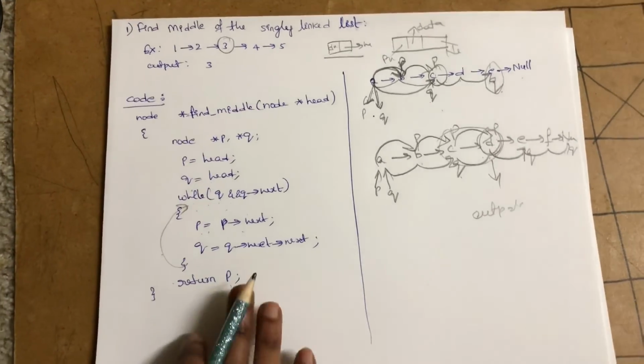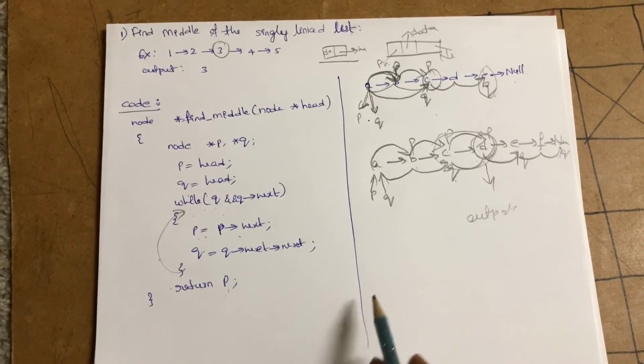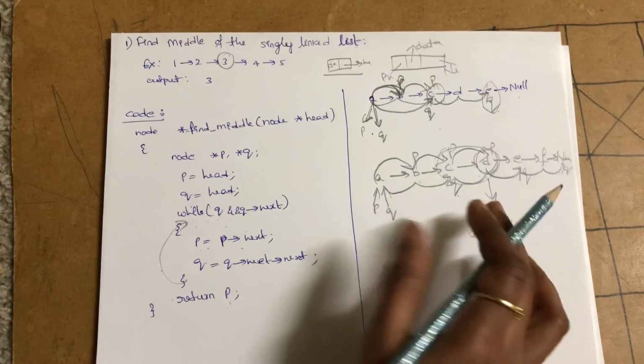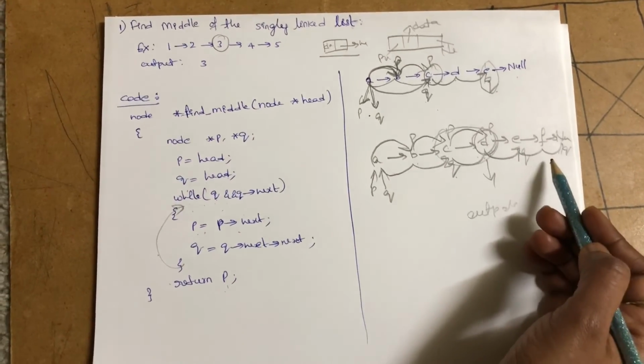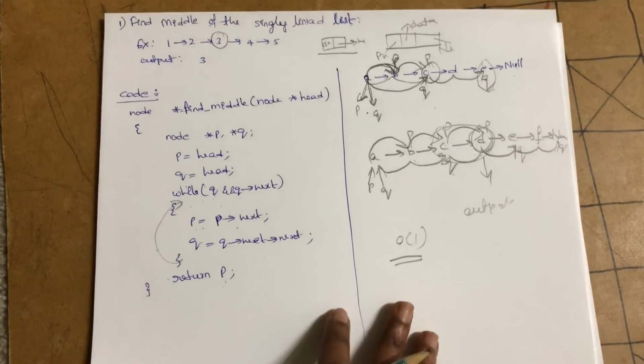So for this the time complexity is order of n, because it is traversing from left to right only one time. So the time complexity is only a single traversal for this solution.